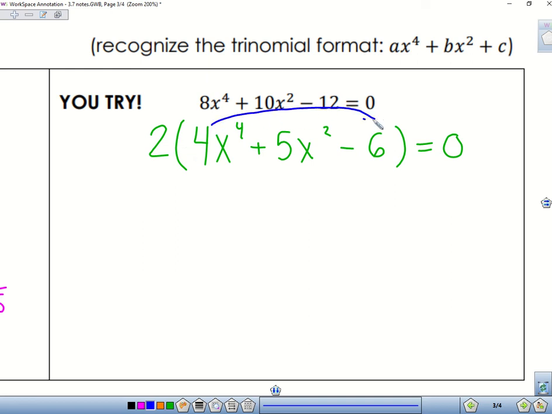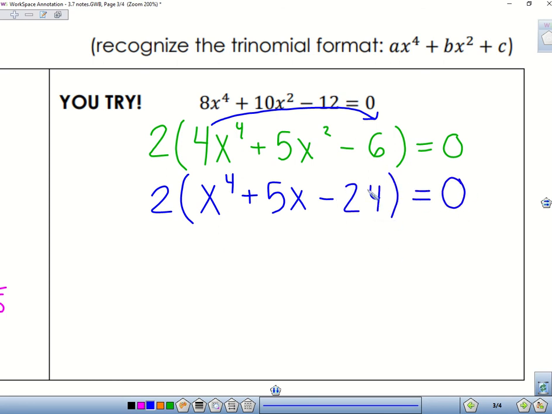So the AC method says that we can multiply our a and our c term together. You guys remember this? Kind of. So we multiply our a and our c term together, and then we factor this as we normally would. So, what are factors of negative 24 that add up to positive 5? Good, 8 and 3. And the 8 is positive, the 3 is negative.